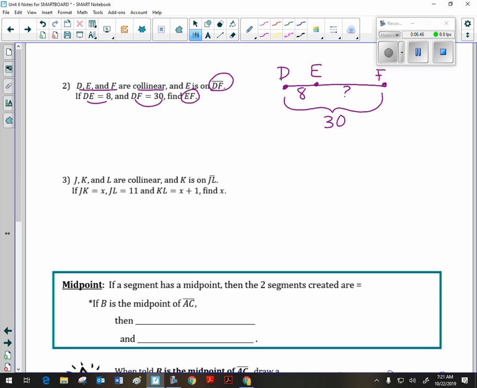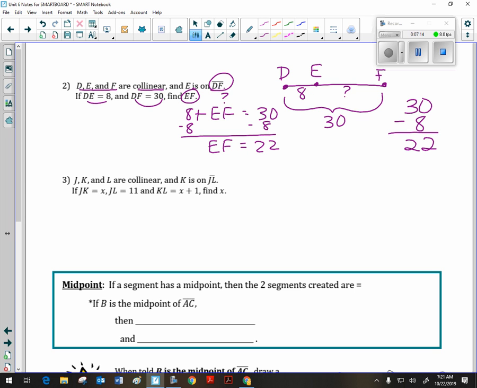So one of the things that I could do is I could say that 8 plus however far it is from E to F, what we have labeled with the question mark, is 30. And I could minus 8 from both sides and find out that EF is 22. So that's a little bit more of an algebraic way to do this. Some of you may say, well, I don't think I have to set up that equation. Can't I just say if the whole thing is 30 and one part is 8, then the other part must be 22. So this is the whole. Here's part 1. Here's part 2 that's left over.